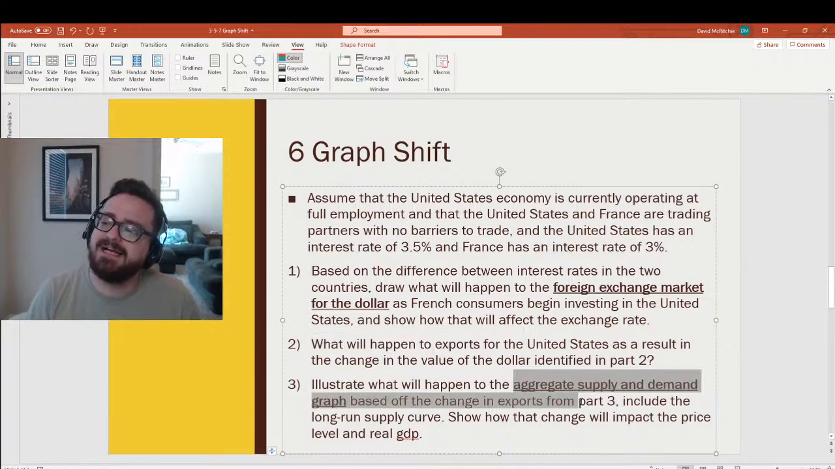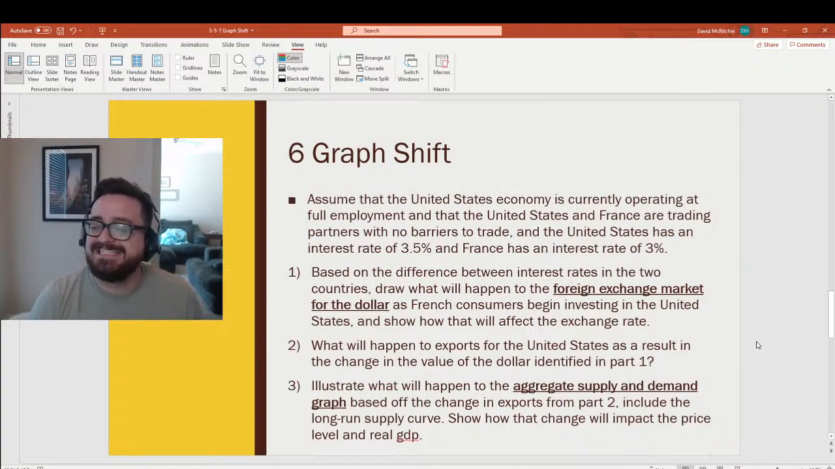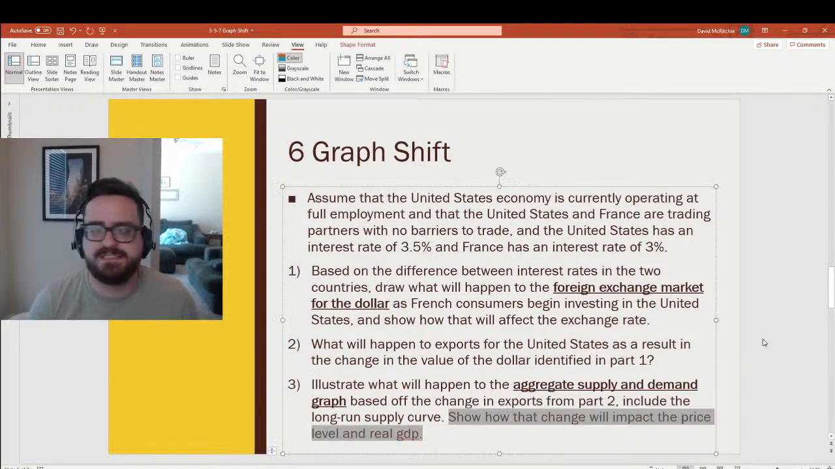On my aggregate supply and demand graph, if exports are falling, just say part 2. If my exports are falling, then I should see a decrease in my aggregate demand curve, because aggregate demand includes net exports. It's C+I+G+Xn. Aggregate demand is made up of all of the spending in our economy, and if people are buying less of our goods internationally, there is less spending on stuff made in our economy. So aggregate demand is going down. That'll decrease price level and decrease real GDP.